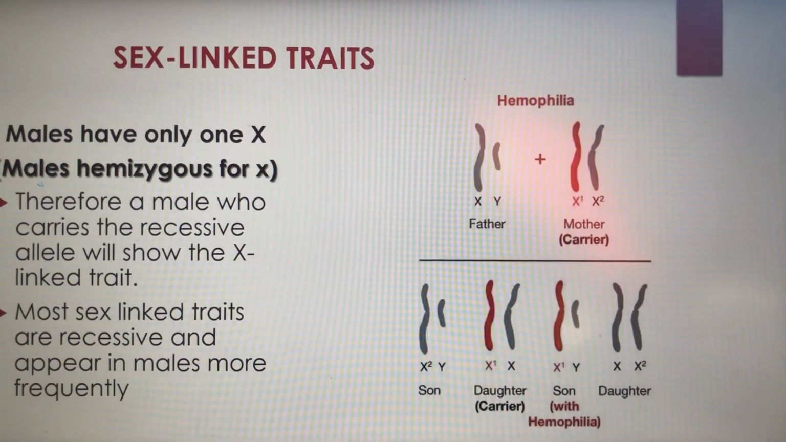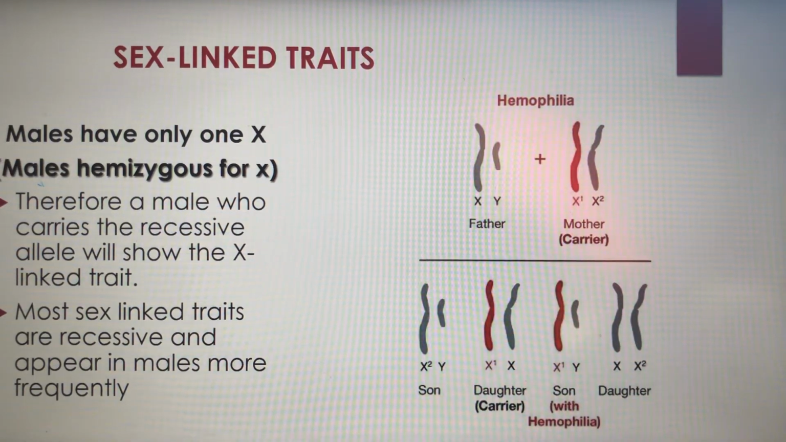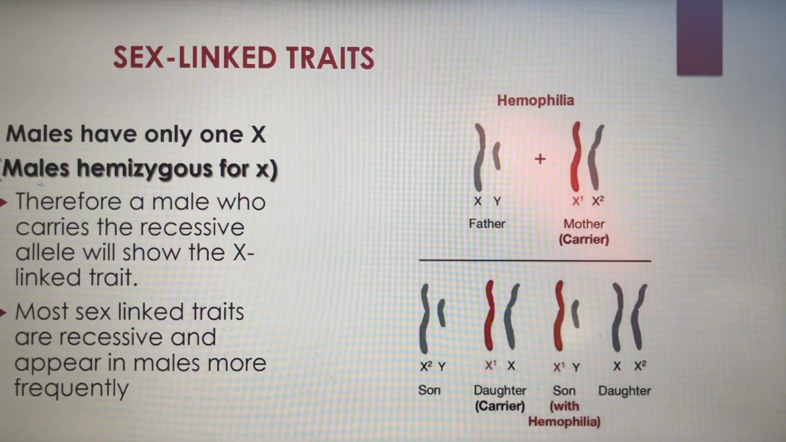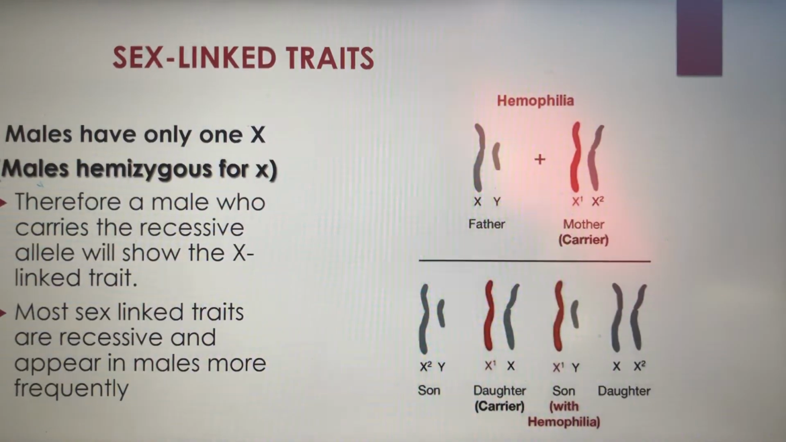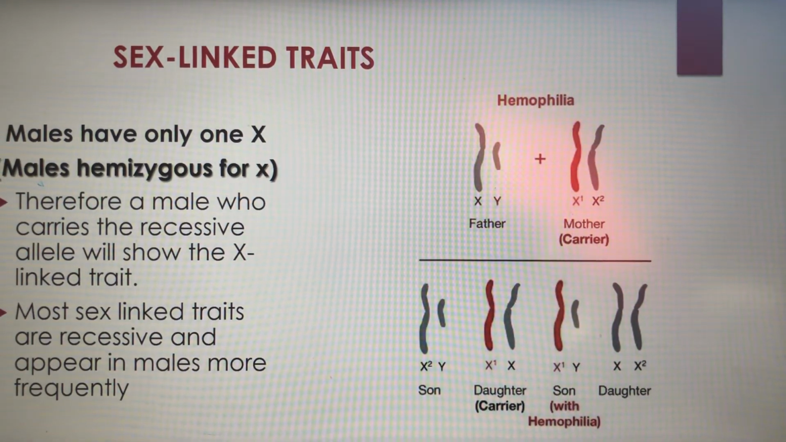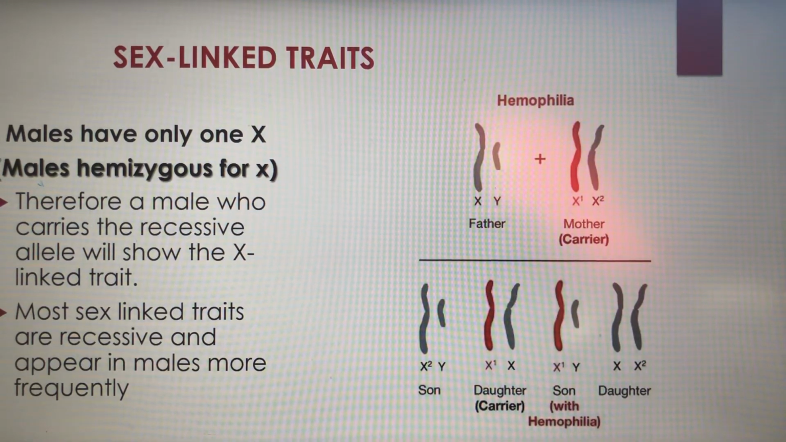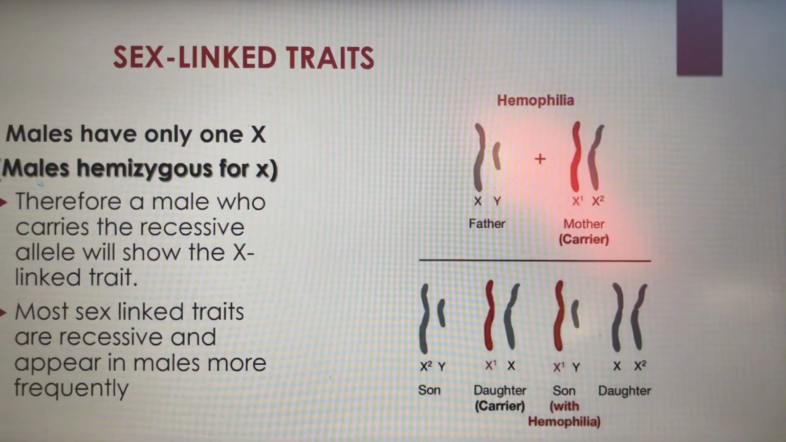Sex-linked traits, males, again, this is just explaining what I talked about, only have one X. We say, and this is a word you need to know, we say that males are hemizygous. That means hemizygous, they only have one X. Therefore, a male who carries the recessive allele will show it, they'll show the X-linked trait, okay? And that's why, because males are hemizygous, get used to that word, that is the reason why we see sex-linked traits that are recessive appearing more frequently in the males.